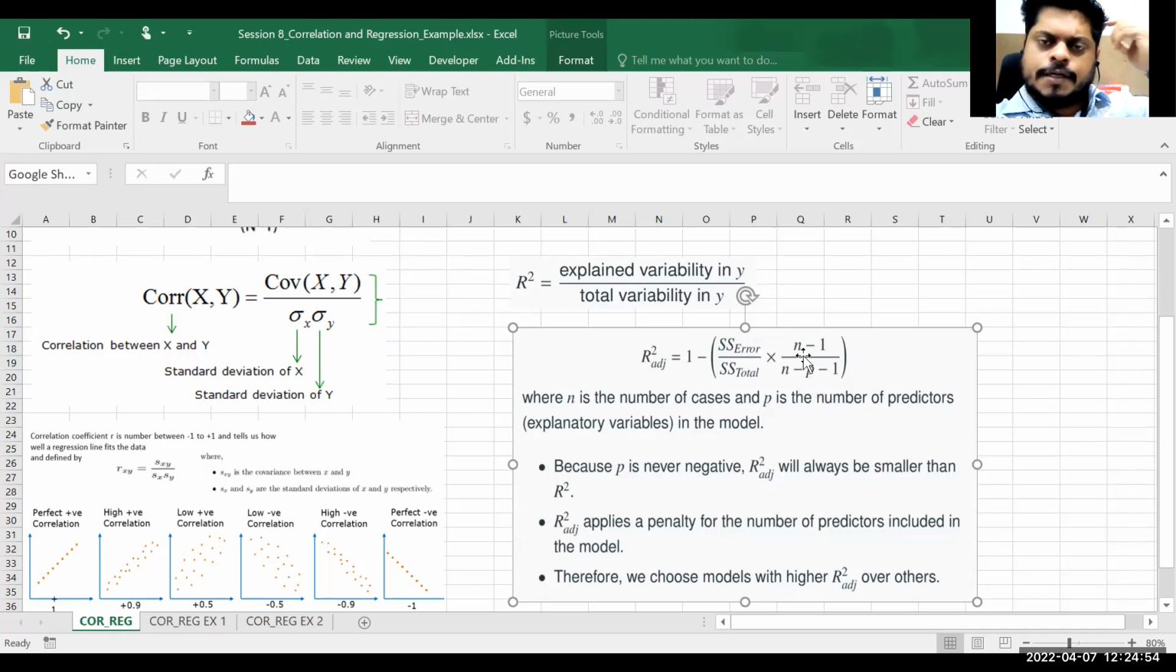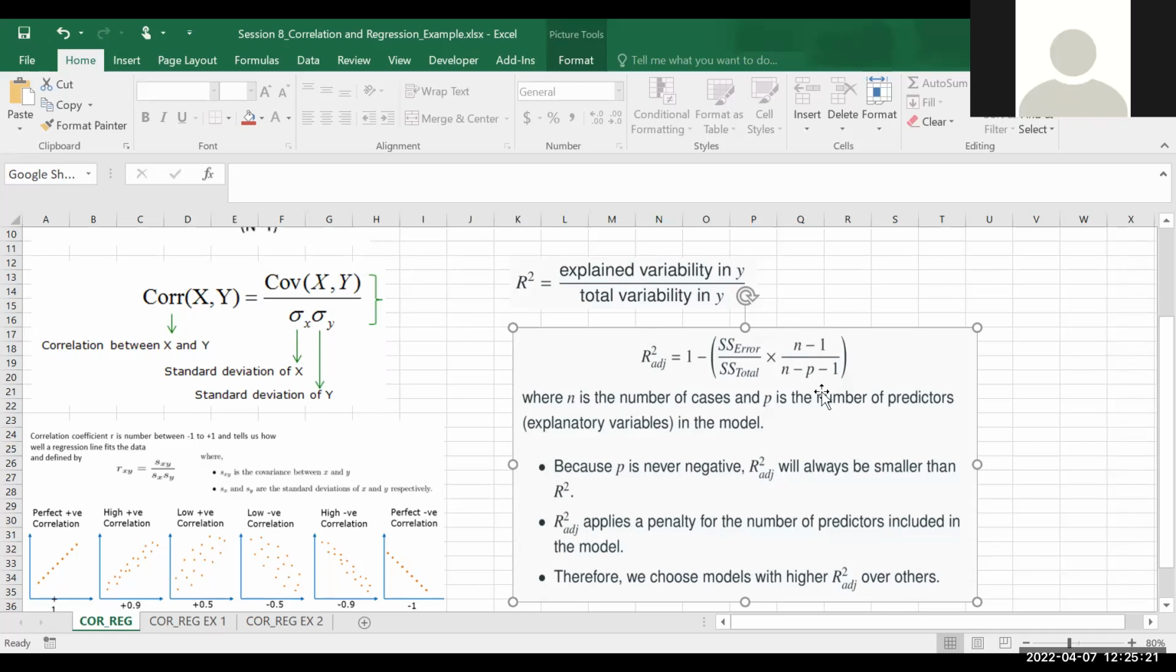Now I start increasing. Let's say I still have 11 observations, but right now I have, let's say, 4 independent variables. So what will be the ratio? 11 minus 1 is 10, over 11 minus 4 minus 1, that is 6. Or let's say I have 5 predictors: 11 minus 5 minus 1, that is 5. So now 11 minus 1, 10, divided by 5. What will become? 2.